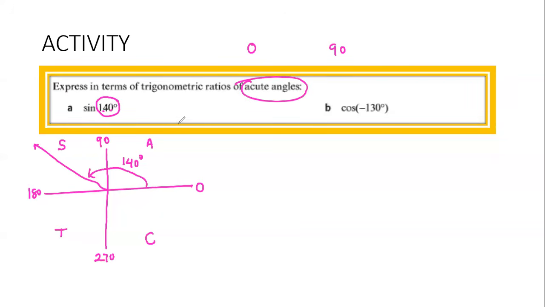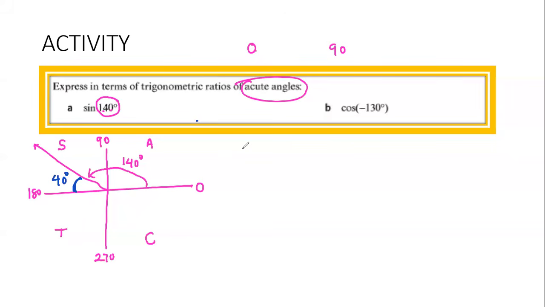Now they want us to express it in terms of an acute angle. An acute angle means an angle between 0 and 90. Now, always get the reference angle, any angle close to the x-axis. Members in the chat, tell me what is our reference angle. Reference angle is that angle closest to the x-axis. What is that angle we have there? 40, very good. So the angle we have here is 40 degrees. Now 40 is what we call the reference angle or basic angle.